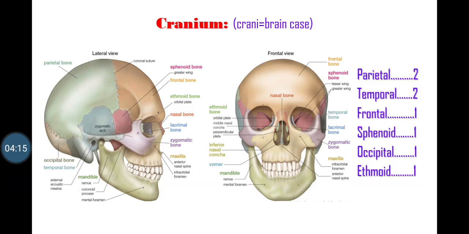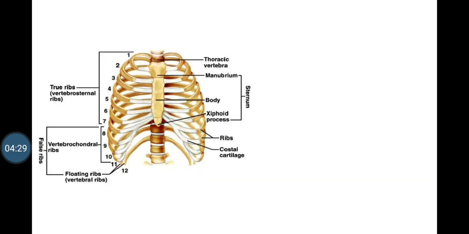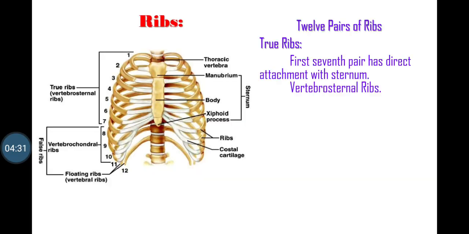Cranium is a vault of the brain and also provides bony protection. It is made up of 8 bones: pairs of parietal and temporal, and unpaired frontal, sphenoid, occipital, and ethmoid. Ribs.